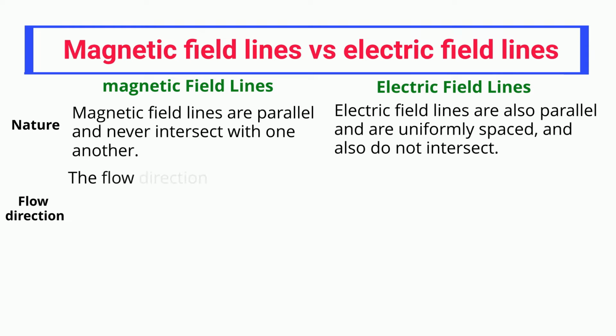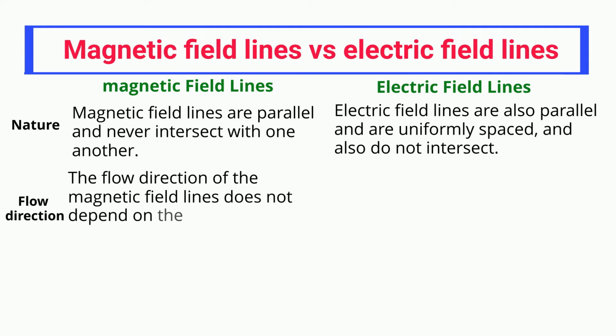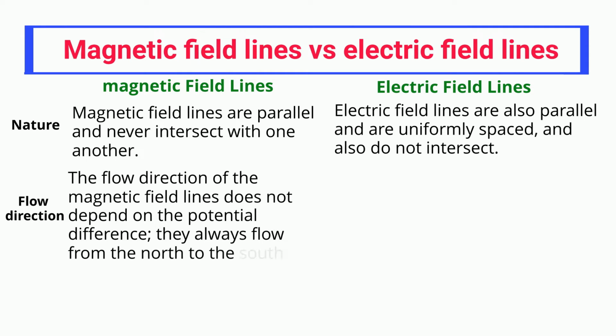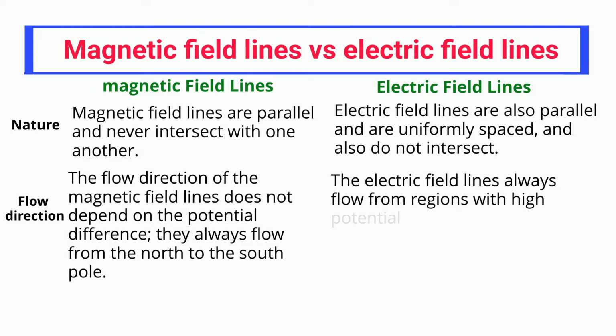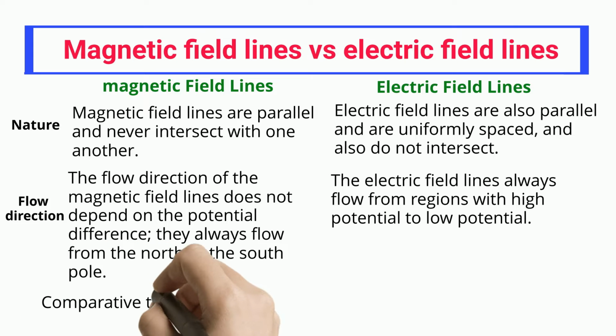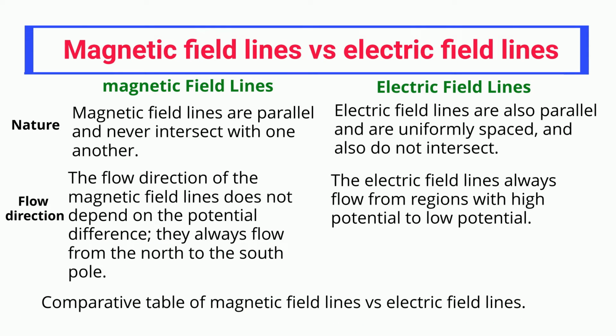Flow direction. The flow direction of the magnetic field lines does not depend on the potential difference. They always flow from the north to the south pole. The electric field lines always flow from regions of high potential to low potential. Comparative table of magnetic field lines versus electric field lines.